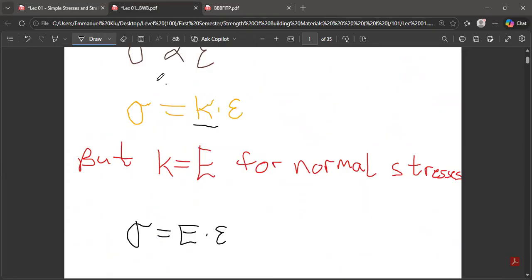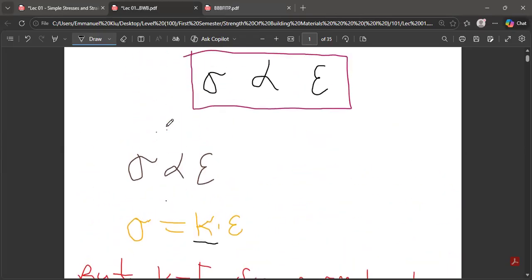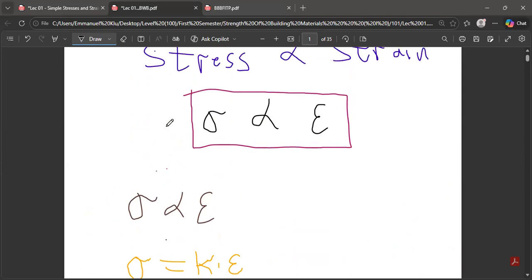Directly proportional means when the stress is increasing, the strain is also increasing. But inversely means when it's decreasing, it's also decreasing. Proportionality means equality. So the direct proportional is a plus and inverse is a minus. That's what I understand. Can you explain inversely proportional again?